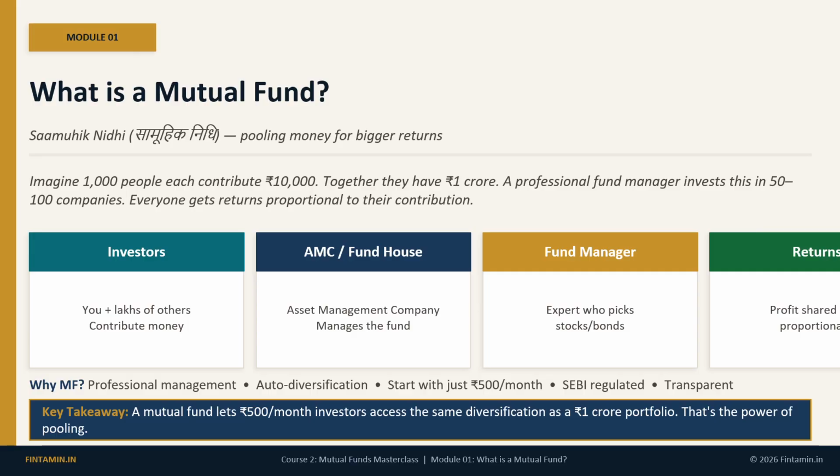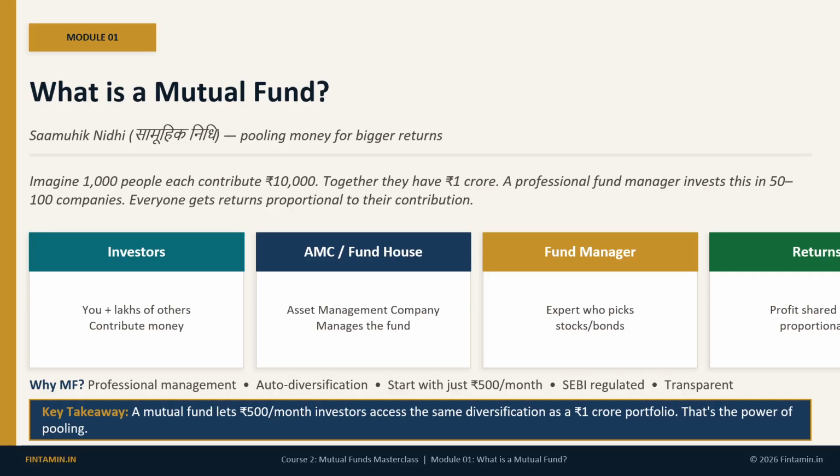Imagine 1,000 people, each contributing 10,000 rupees. Together, they have 1 crore rupees. Now imagine a professional fund manager invests this 1 crore across 50 to 100 companies. Everyone gets returns proportional to what they contributed. That is a mutual fund, or Samuhik Nidhi in Hindi.